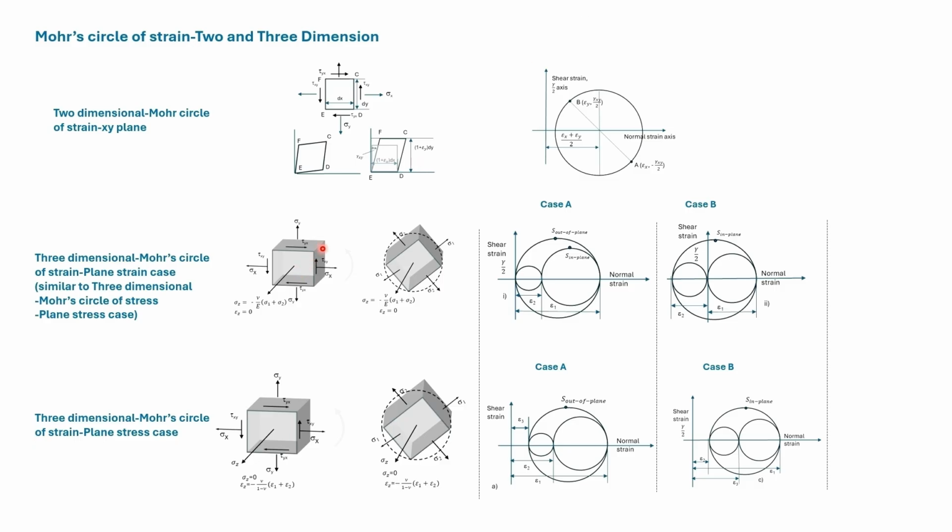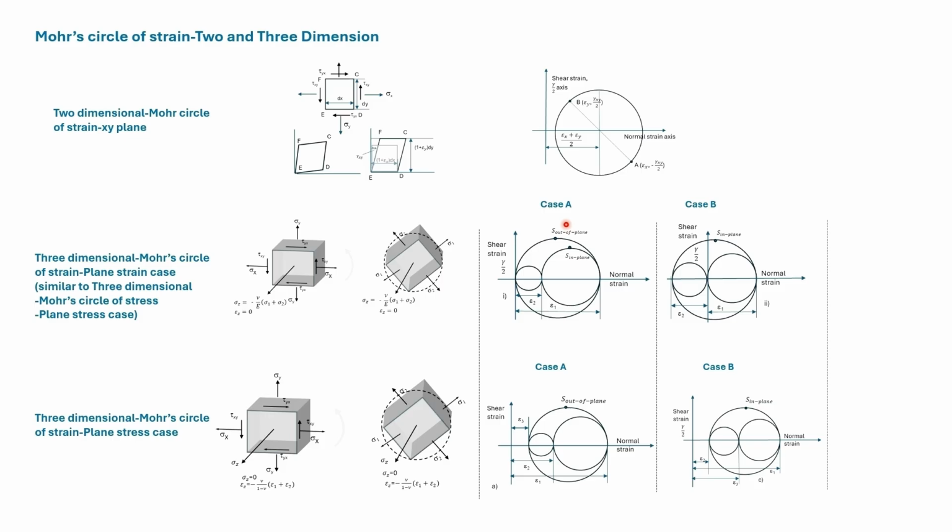We can rotate this element so that the perpendicular to the faces of this element are all aligned with the principal directions. Again here, the strain in the z direction is 0, but generally the stress will have a finite value. This case is similar to the 3-dimensional Mohr circle of stress, the plane stress case. Now for this case, there can be 2 types of Mohr circles.